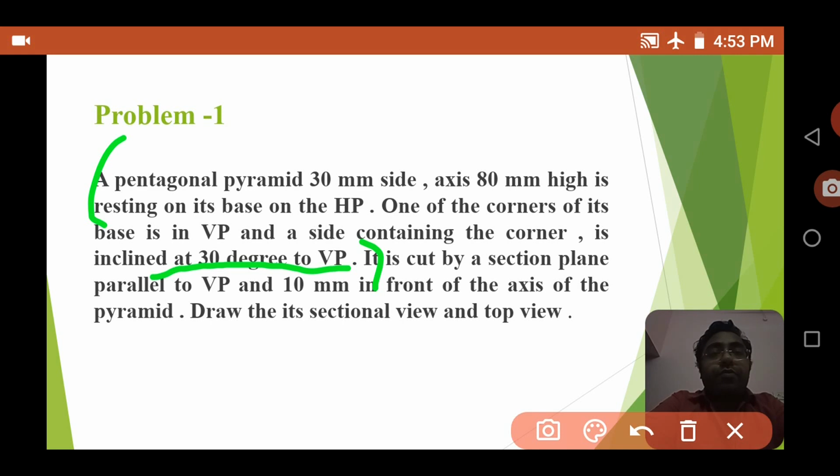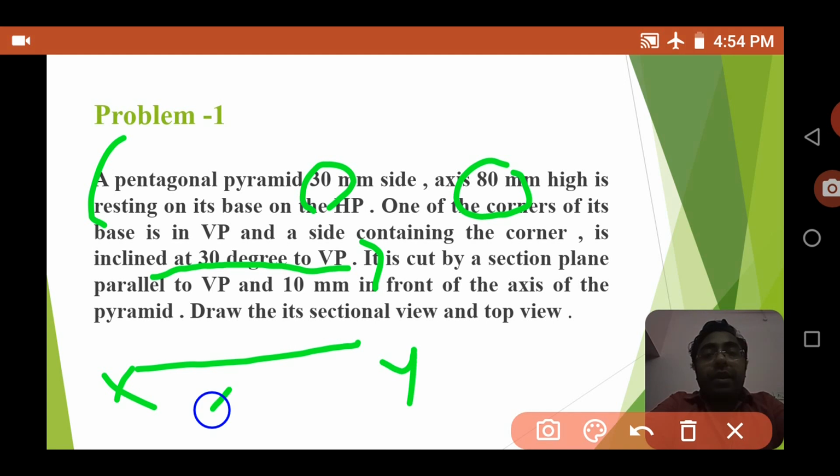So first you have to draw a pentagonal pyramid with a 30 mm side and 30 mm height. Then it says that it is resting on its base on the HP, which is in the HP. So you have to draw an XY line. Then you have to draw a pentagonal pyramid.